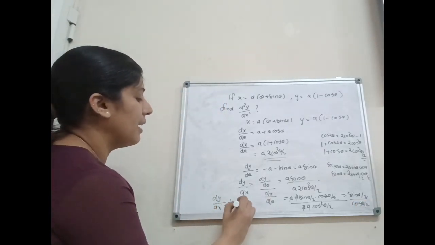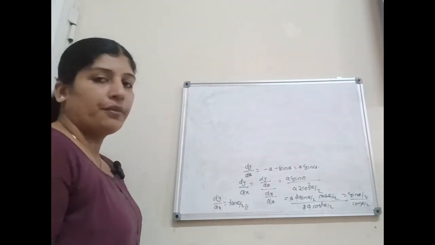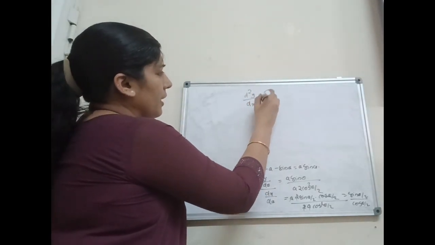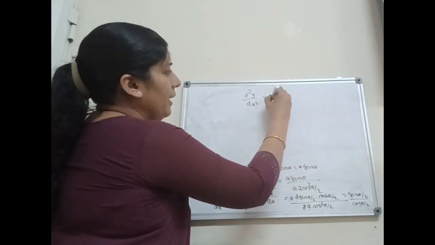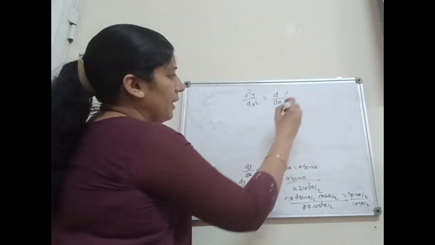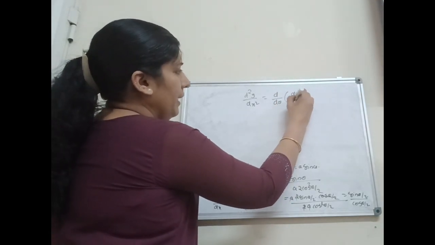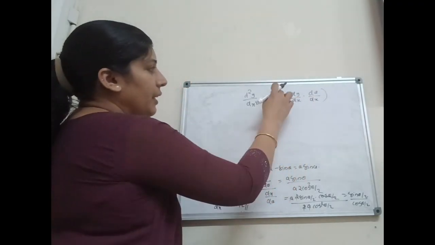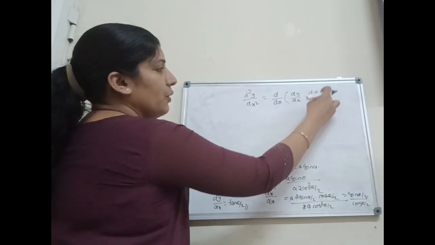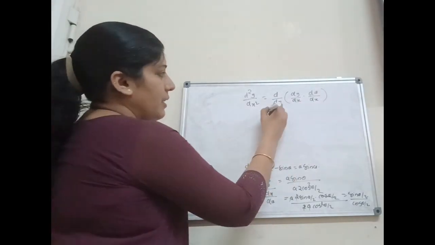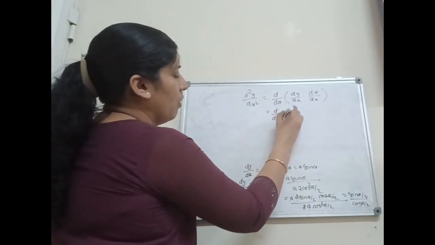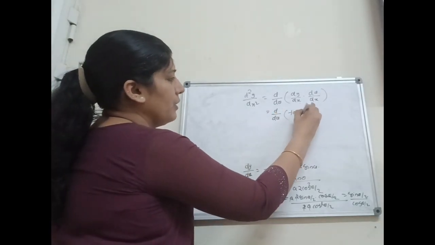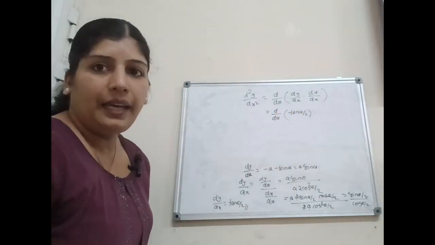Therefore, dy by dx equal to what? Tan theta by 2. Next we have to find out second order derivative, that is d square y by dx square. It can be written as d by d theta, here theta is the parameter. Therefore, d by d theta of dy by dx into d theta by dx. It is equal to d by d theta of dy by dx, which is tan theta by 2, into d theta by dx.